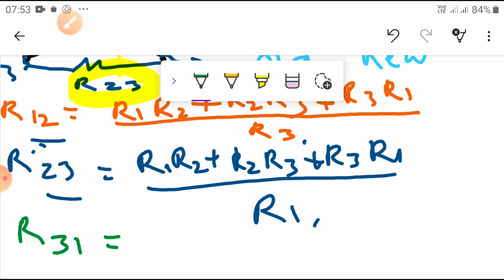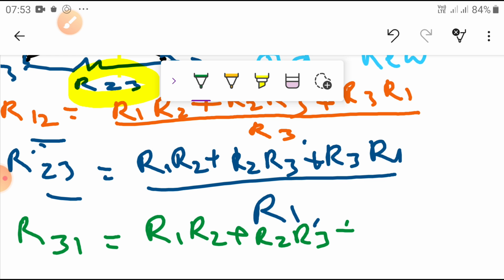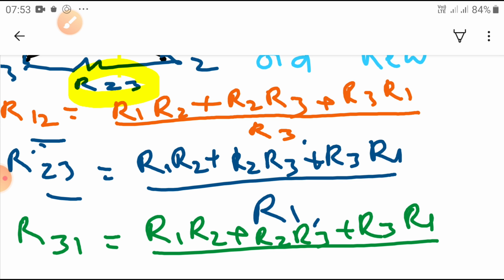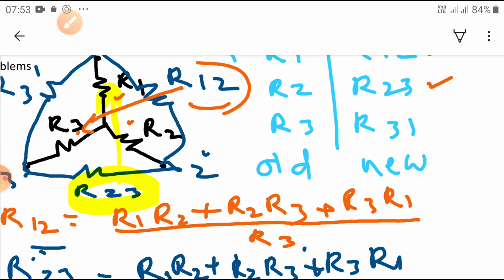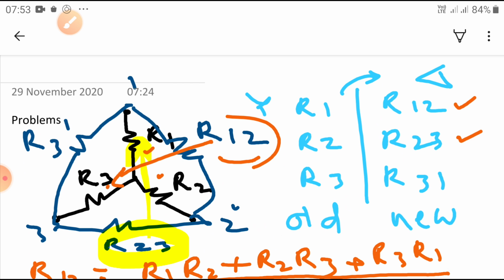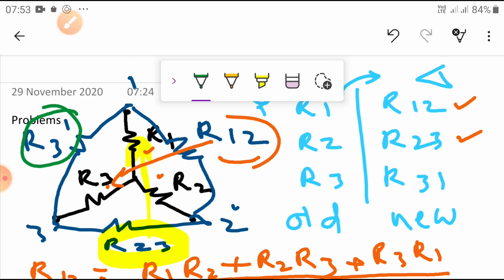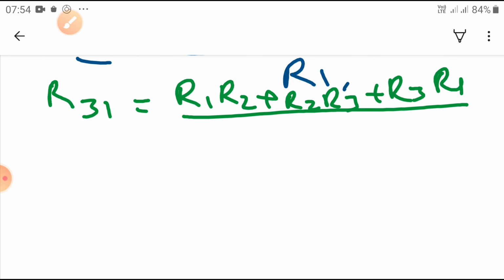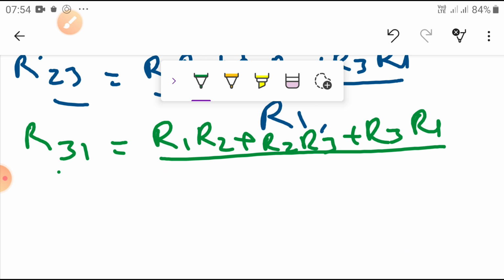R31. The numerator is the same, R1 R2 plus R2 R3 plus R3 R1 divided by, what is the R31? You can see here, R31 is what you are going to calculate. What is the opposite branch? This is the branch R2. Now write it, then you are going to get it. Similarly, what we have seen, 3 and 1 came here, 1 2 is missed, simply write R2. So these are the equivalent values.